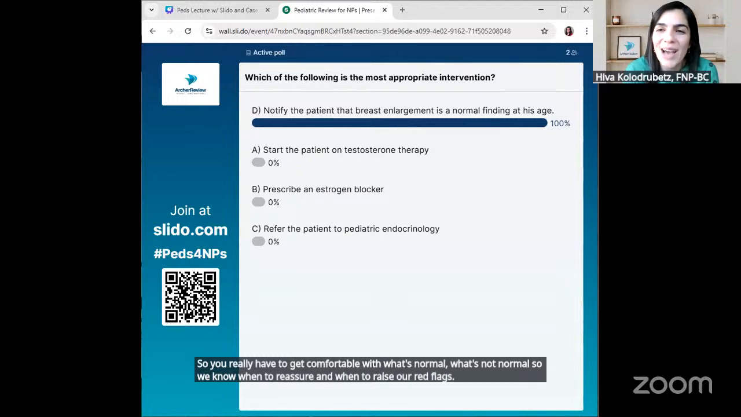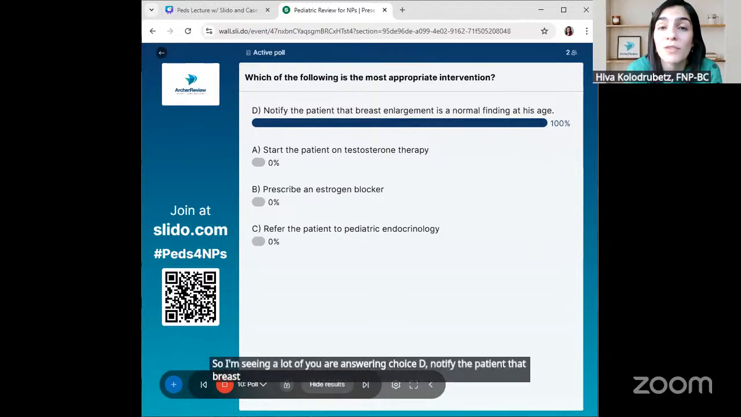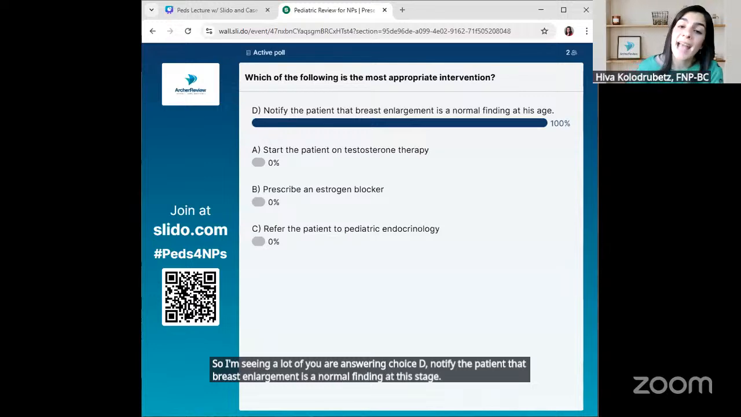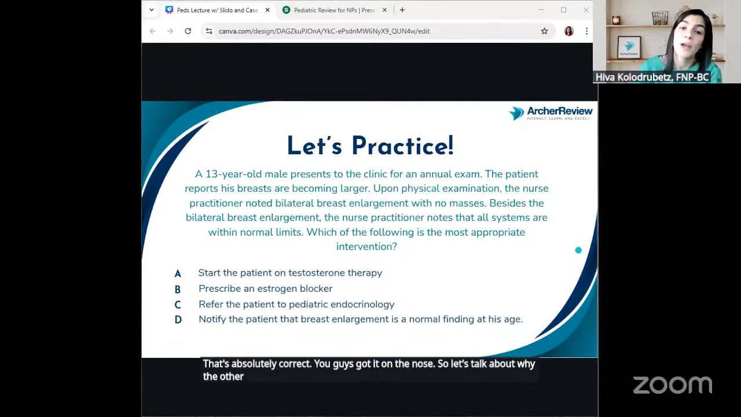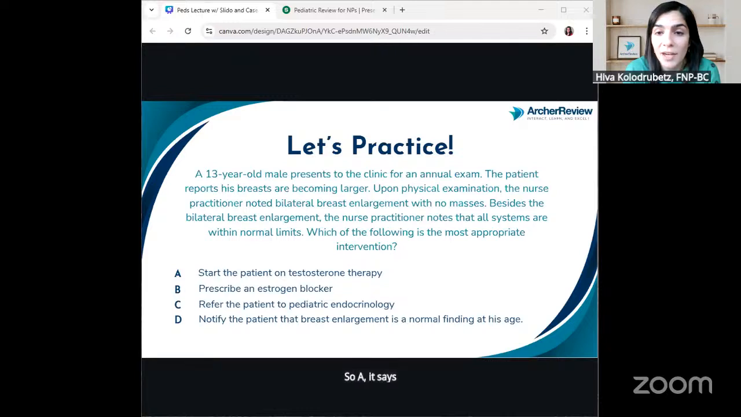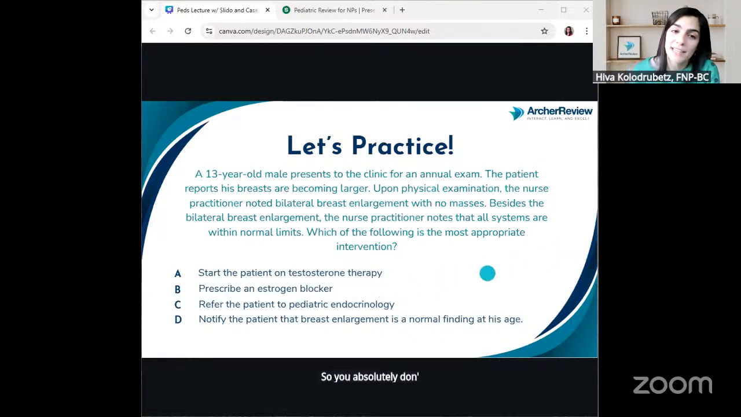So I'm seeing a lot of you are answering choice D, notify the patient that breast enlargement is a normal finding at this stage. That's absolutely correct. You guys got it on the nose. So let's talk about why the other ones are not right, and we'll come back to D. So A, it says start the patient on testosterone therapy. Can that make gynecomastia worse sometimes? Absolutely, yeah. So you absolutely don't want to be starting this patient on testosterone therapy. That is not the right choice.